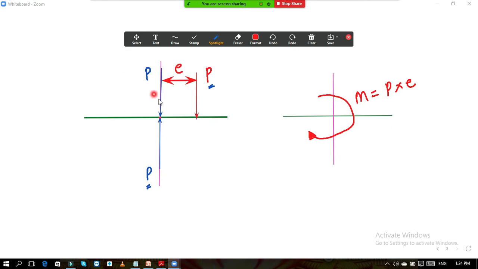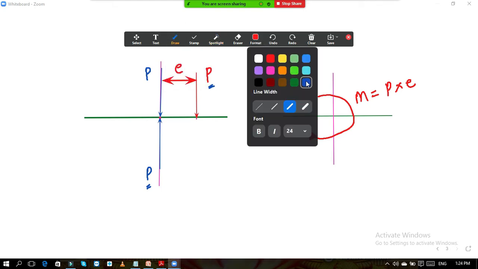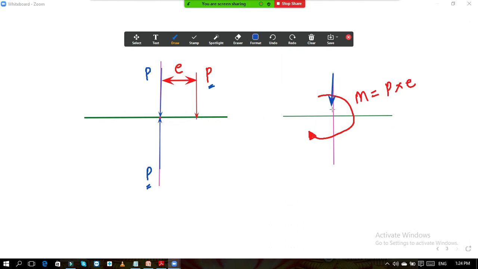Now this force is still remaining, this P. That force will remain as it is, and it will act here. This force is nothing but your P as it is. So now if you see the column, that column is carrying the load as well as it is carrying the moment.